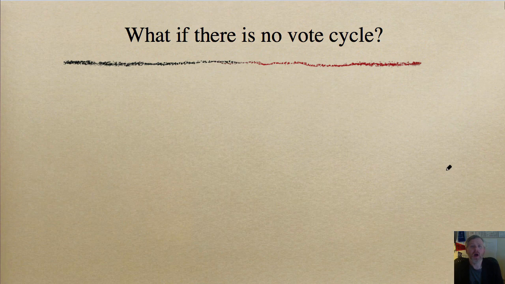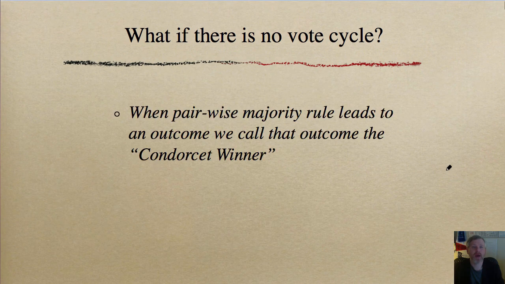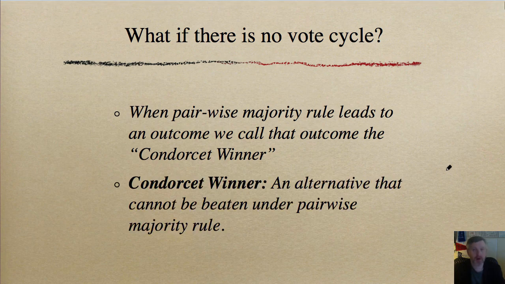What if there is no vote cycle? You've already heard some of this vocabulary, but I just wanted to remind you that when pairwise majority rule leads to an outcome, we call that outcome the Condorcet winner. A Condorcet winner is an alternative that cannot be defeated using pairwise majority rule. So if you're running pairs of things together, there's something that beats all the other alternatives. It can't be defeated.